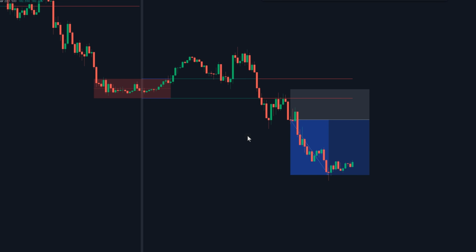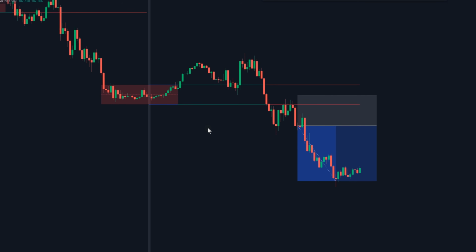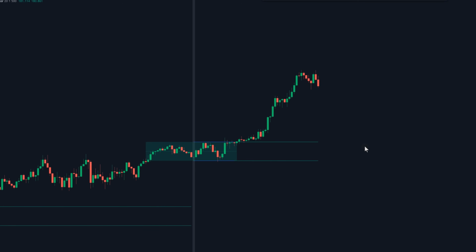Now, how do we use the same indicator to enter a long position? Well, it's basically going to be the opposite of everything we did with this short position. What I mean by that is this.